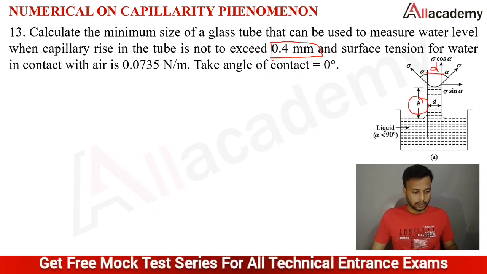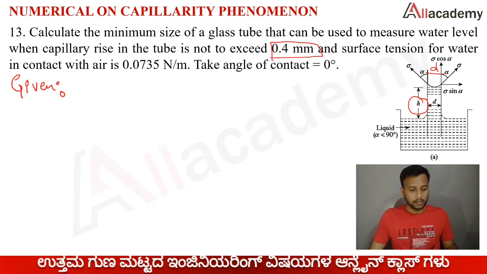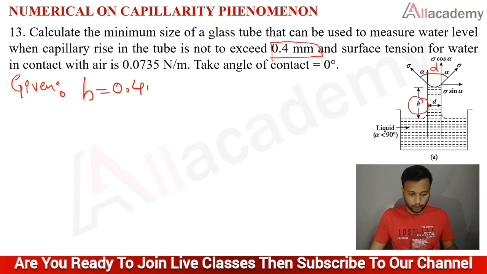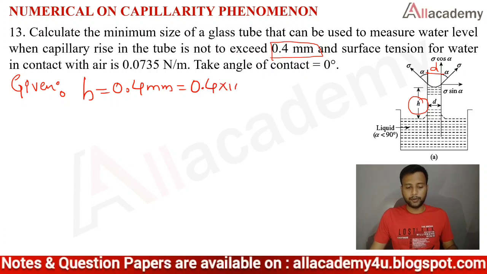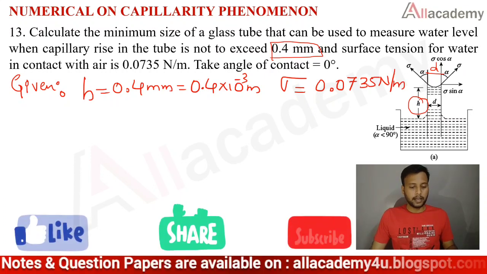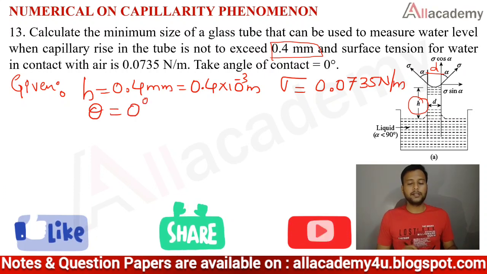Now let us note down the given data. What is the given data in this one? The capillary rise h in the tube should not exceed 0.4 mm. I will convert it into meters, that is 0.4 into 10 raised to minus 3 meter. Next, the surface tension is given, that is 0.0735 Newton per meter. Then the angle of contact theta is given, that is 0 degree.